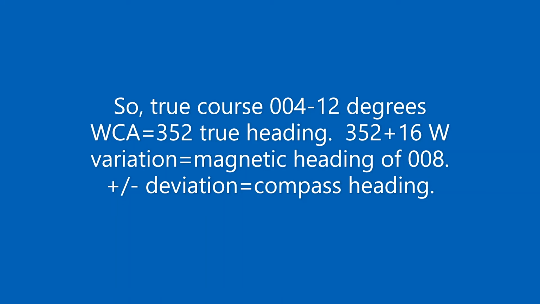So what you're going to do now is you need to add or subtract your deviation, which is specific to your airplane. You'll find a little card underneath the compass, and once you've factored that in, you'll have your compass heading. So hope this helped everybody.